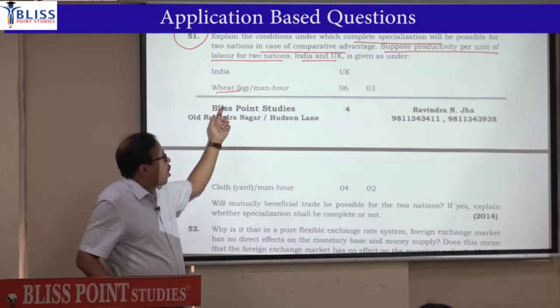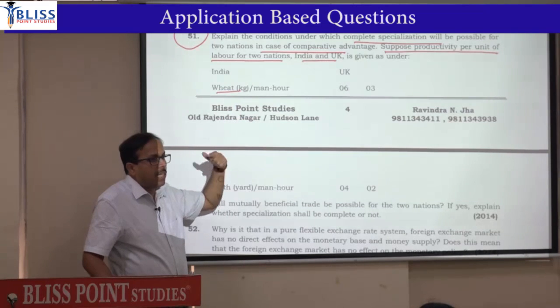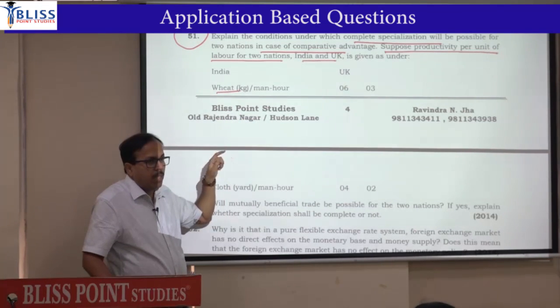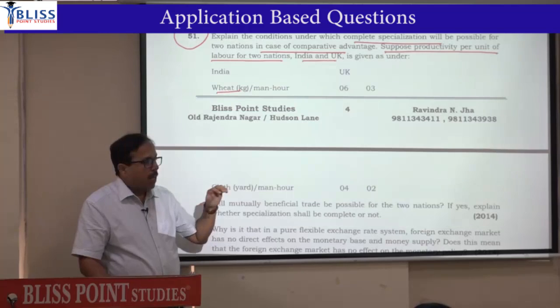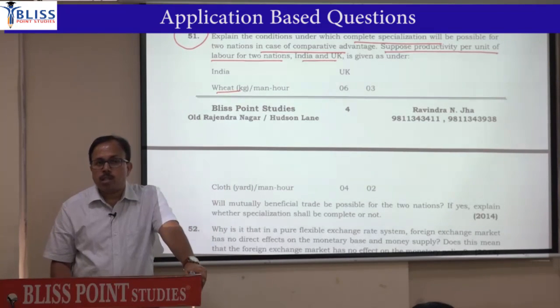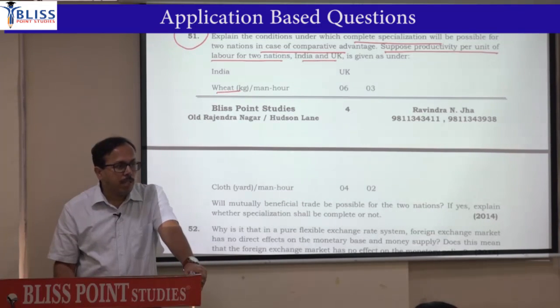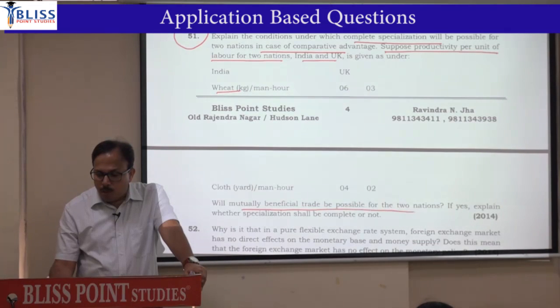So it is written as how many kg of wheat per hour, that means in 1 hour how many kg of wheat can be produced in India and in UK. And similarly for the cloth. So it is not the same number. If it is not the same number, you cannot apply the same concept. Will mutually beneficial trade be possible for two nations?